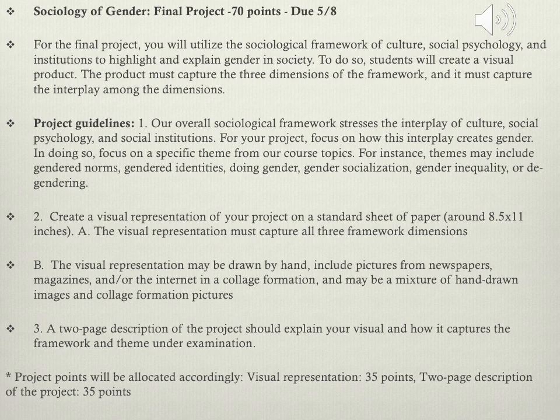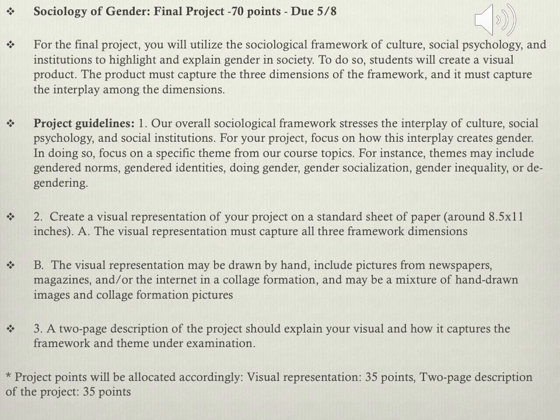So before we get to the visuals themselves, what we're looking at is a final project that basically has two different parts. One part is the visual itself. The second part is a two-page description of your visual project. And together, the project is worth 70 points, 35 points being allocated for both parts, the visual representation and the two-page description of your project.